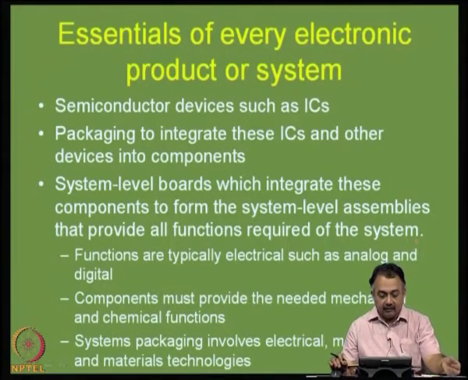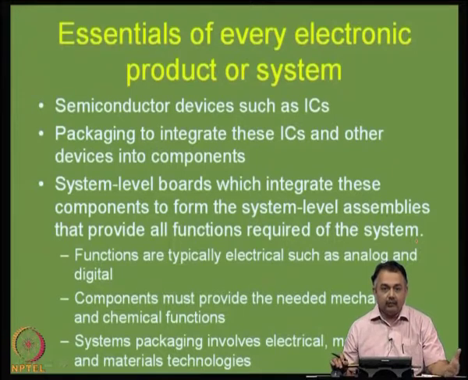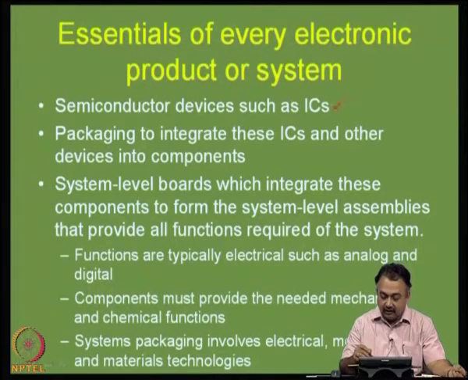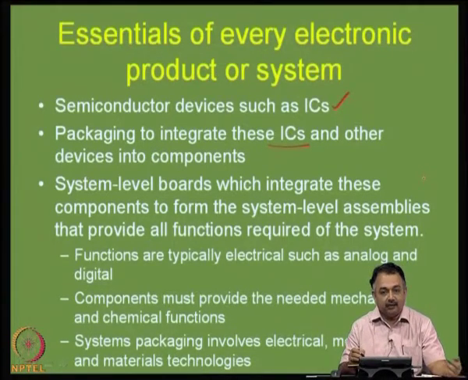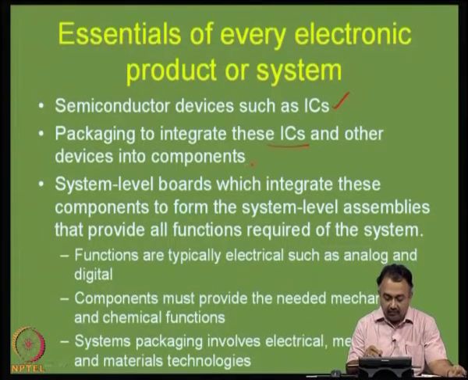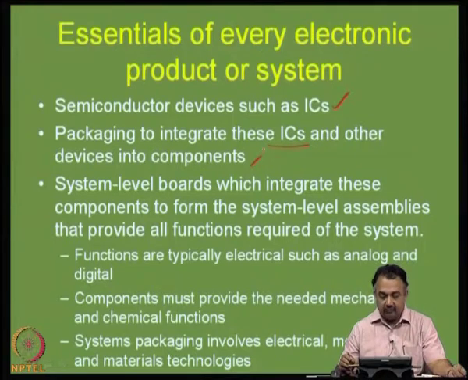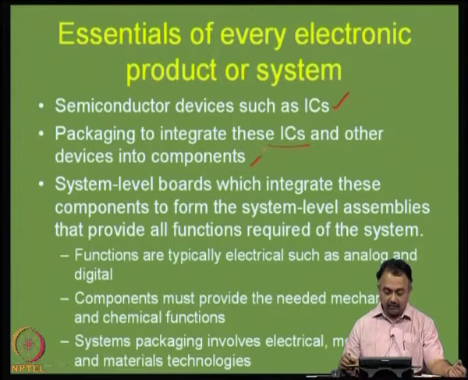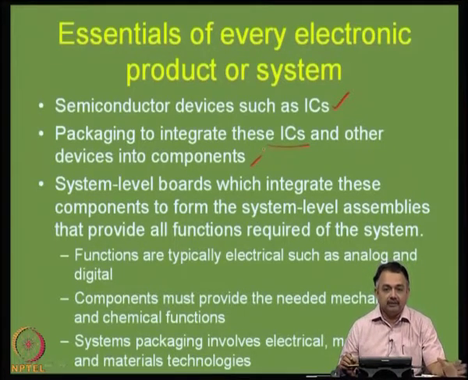So, what are the essentials of every electronic product or system? As you know, if you open up a device, a system, you will see semiconductor devices such as integrated circuits. There will be packaging to integrate these ICs and other devices into components. So, when a bare die or an IC is manufactured, a group of these ICs are put together and interconnected to form components. Okay. So, basically from transistors we move into well defined packaged components, and that is used in every system. Then you have system level boards which integrate these components to form the system level assemblies that provide all functions required of the system.